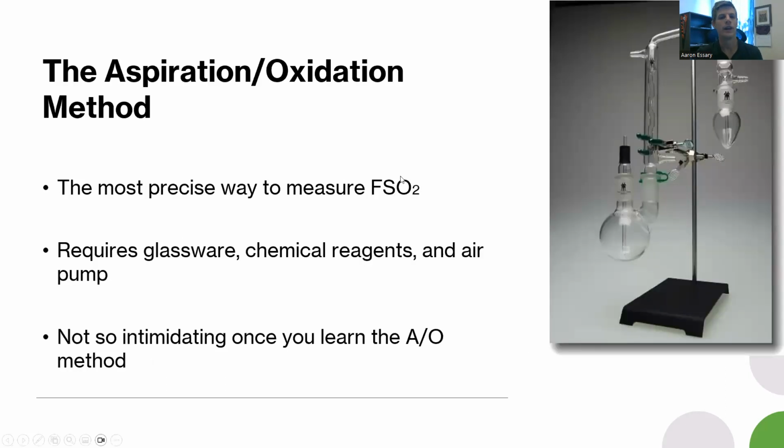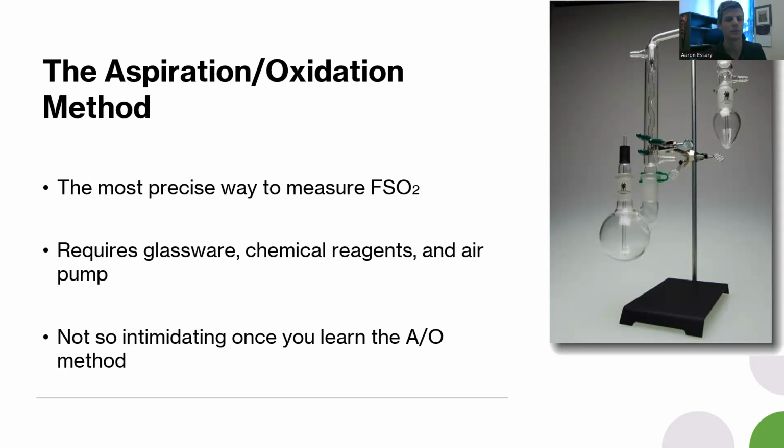Okay, so the aspiration oxidation method. This is, again, probably the most precise way to measure free SO2. And on the right there is an aspiration oxidation apparatus. It's a special type of glassware used to measure free SO2. It requires glassware, chemical reagents, and an air pump or a vacuum pump. Either way, you just need some way to run air through that machine. You can either pump it in or vacuum it out. It's not so intimidating once you learn it. And I know a lot of people, including myself, when I was just learning free SO2, I was like, what is this big contraption?